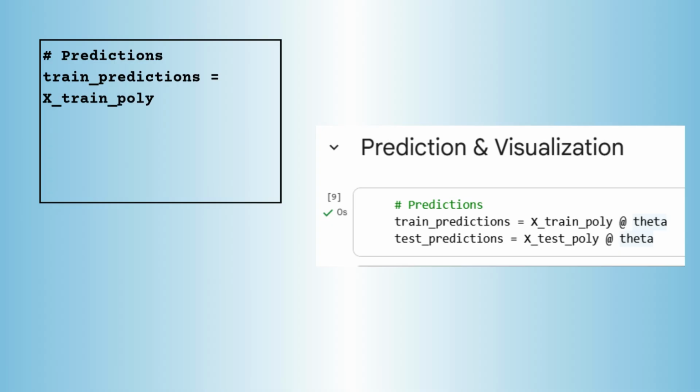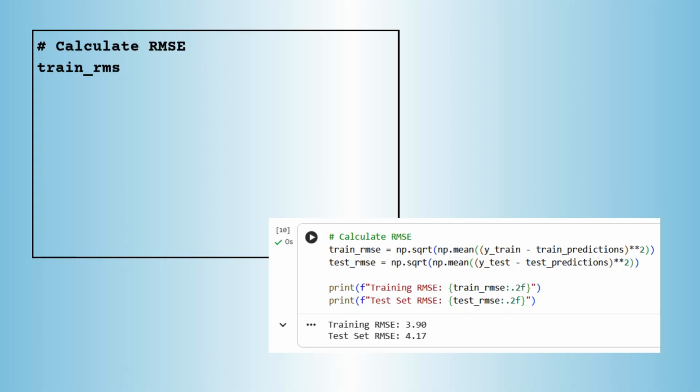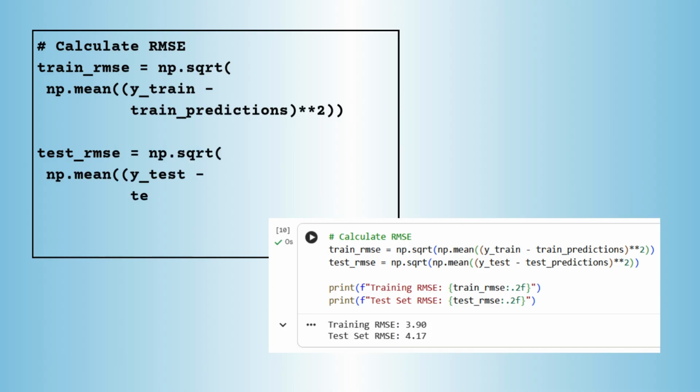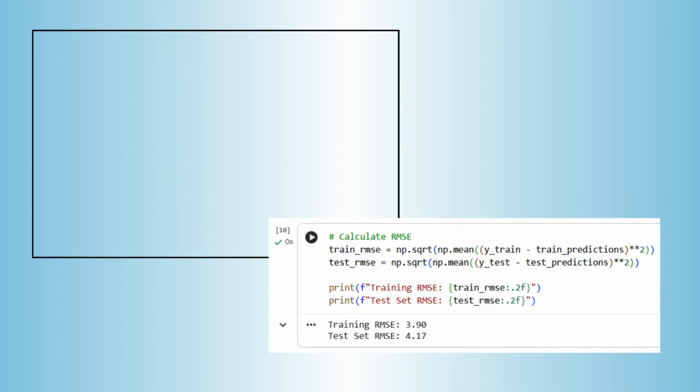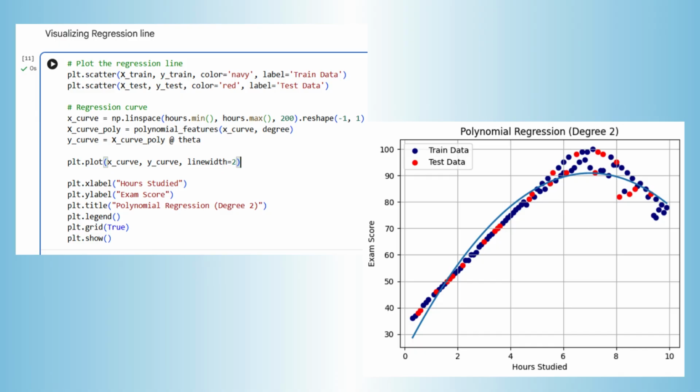Next, we use our learned parameters to generate predictions for both the training and test sets so that we can evaluate how well the model generalizes. The training error and test error are so close. That's the sign of a healthy model. Not too simple, not overfitting, capturing the true curvature in the pattern. Our polynomial regression curve bends naturally through the data cloud. Even for the red test points, which the model never saw, the predictions are so close.